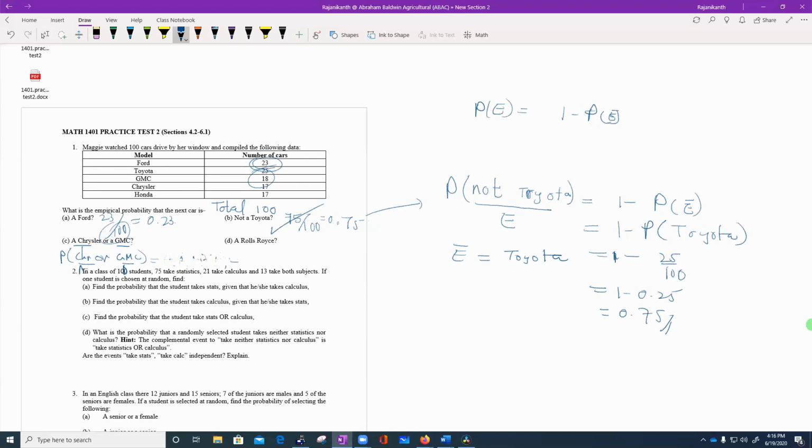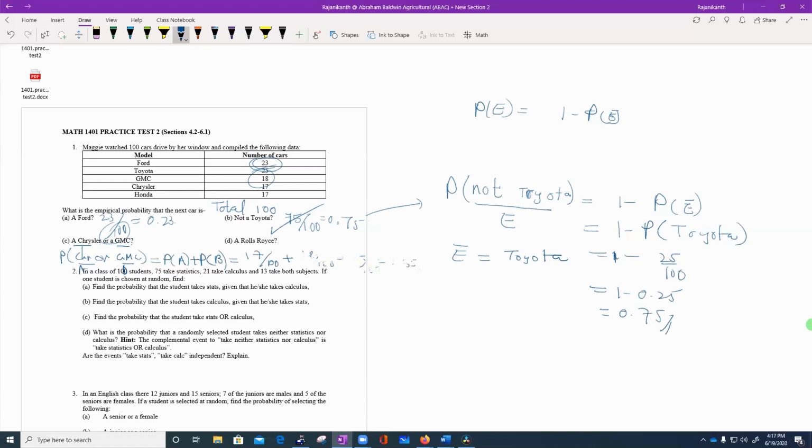Okay, addition rule number 1. Now, what is A here? A is choosing the Chrysler brand, right? How many Chrysler are there? 17 out of 100. Then B is choosing GMC. How many GMC? So in total, it is going to be 35 over 100. Right. That is 0.35. That makes sense?